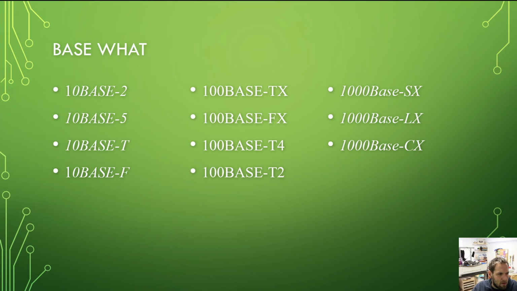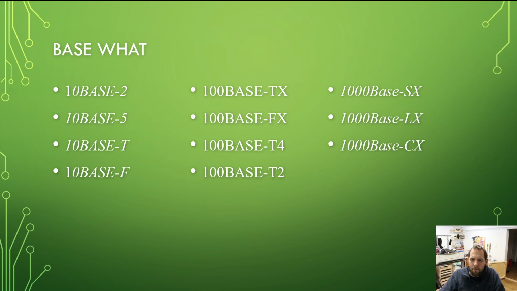So, 10 base 2. Again, this is 10 megabit. This is what they're calling thin coaxial cable. So we have 2 is thin, 5 is thick. If you want to know the differences, the thin is 1/4 inch in diameter. The thick is 1/2 inch in diameter. So 0.25 versus 0.5. So yeah, thin versus thick.